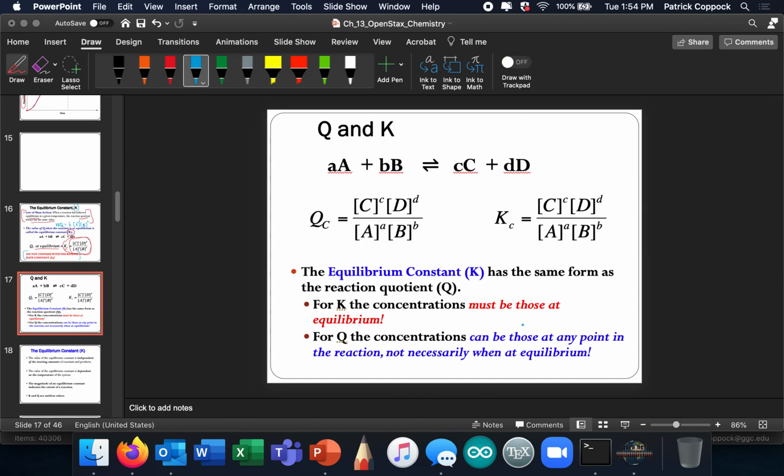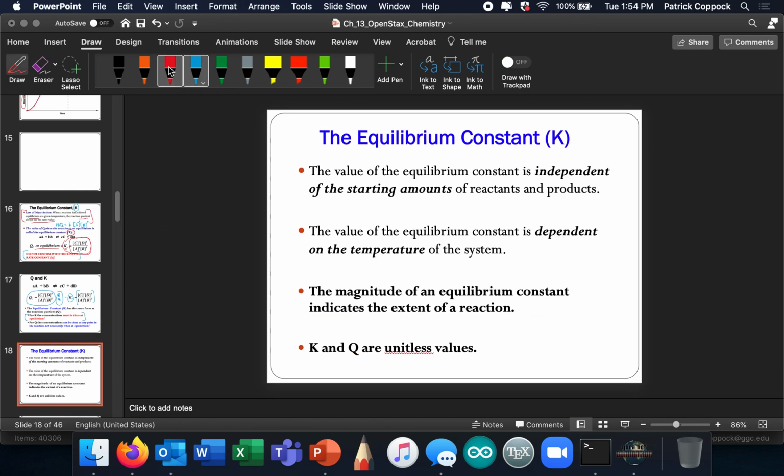All right, so suppose again we have some reaction: a A plus b B produces c C plus d D, where it's a moles of A plus b moles of B. QC at any point is given this form. And when the reaction is at equilibrium, it's also equal to Kc, which has the same form. The equilibrium constant K has the same form as the reaction quotient Q, except K means it's at equilibrium and Q is at any point.